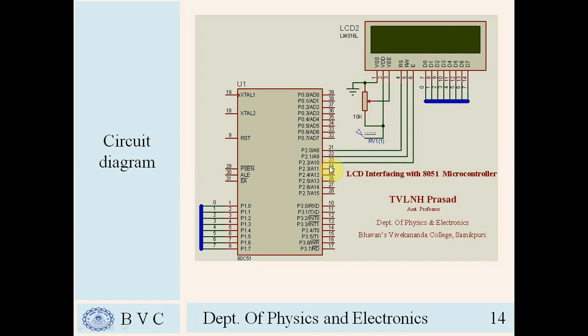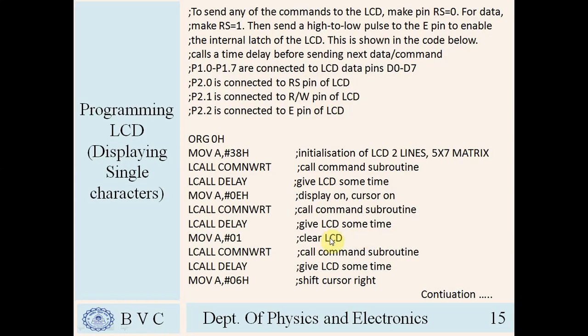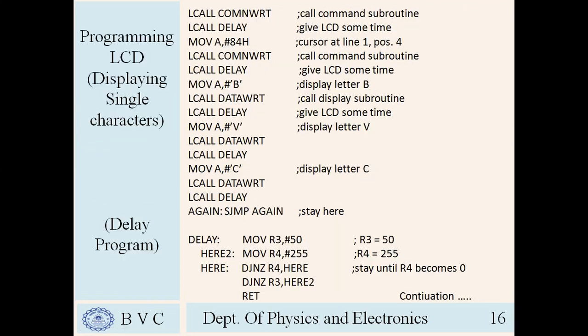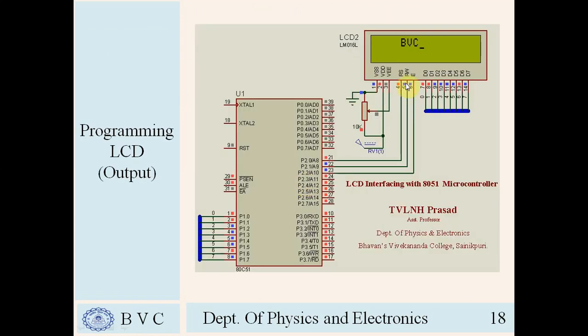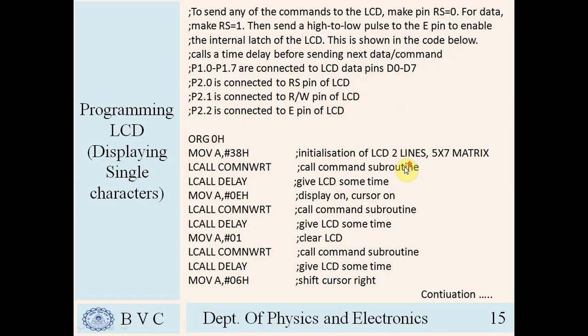And you can see the register select pin is connected to P2.0, read or write is connected to P2.1, and the enable pin is connected to P2.2. So this is the program which is used to display single characters. My intention in writing this program is to display BVC. After the execution of this program, you will see BVC, Bhavans Vivekananda College, in short BVC, displayed on the LCD screen.